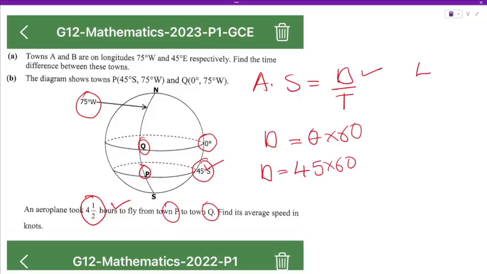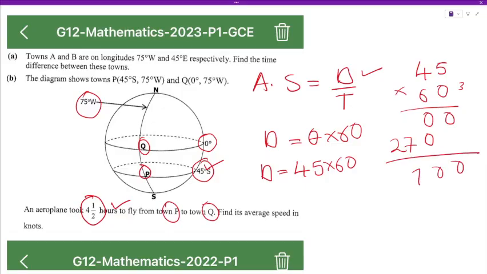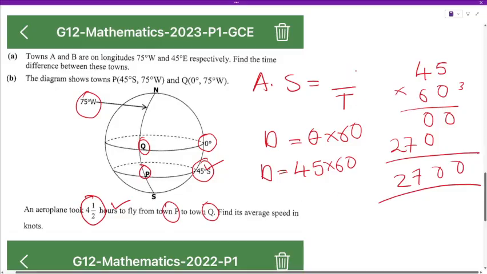What are you going to get? You multiply 45 times 60. Don't do math mentally, especially in paper 1. 0 times 5 is 0, 0 times 4 is 0, 6 times 5, that is 30. Write a 3, remainder 1. You put a 1 there. 6 times 4, that is 24, plus that 3 there will give you 27. So what do you get? 0 there, 0 there, 7, 2. So you get your distance as 2,700.